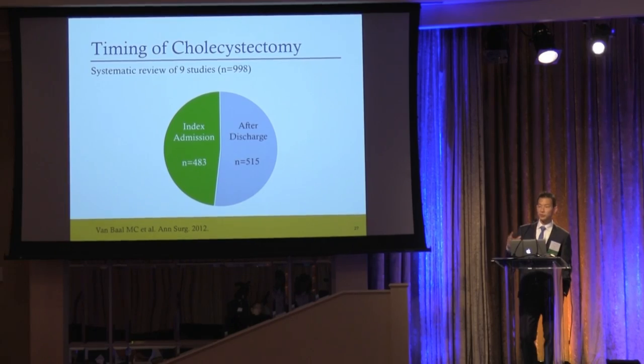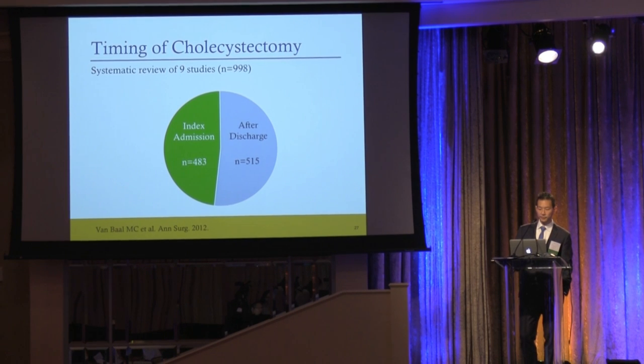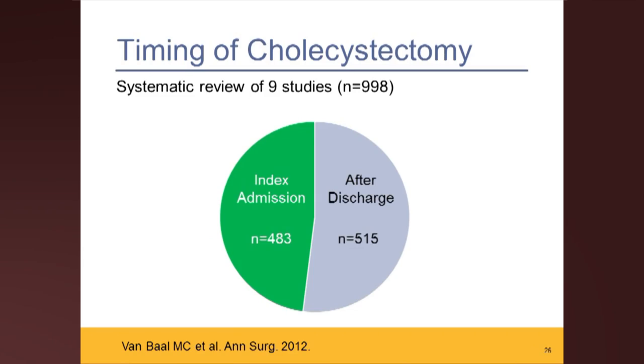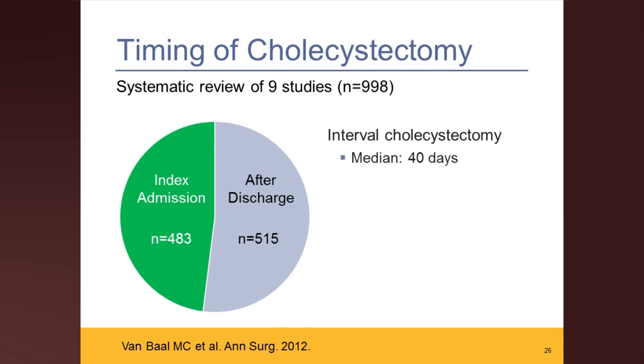And this was suggested in a study where they did a systematic review of 9 studies looking at patients who underwent their gallbladder surgery during the index admission of their gallstone pancreatitis, or they got it done after discharge. And so in this group, you see 483 patients got their gallbladder taken out during the admission, whereas 515 patients got it done afterwards. So the interval cholecystectomy was found to take place about 40 days after they were hospitalized in this group.